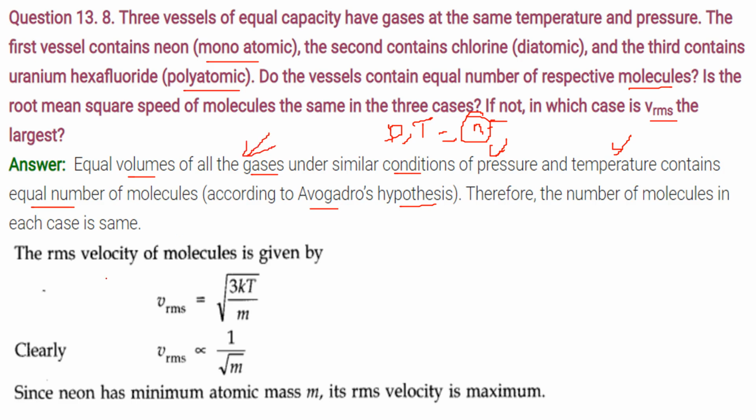What about the RMS velocity? We know that this V_rms is given by under root 3kT/m. So it is inversely proportional to under root m. So if m is higher, V will be less. If m is lower, V will be higher. So neon in this case, because it is monoatomic, it has minimum atomic mass. So with this scenario, the RMS velocity is maximum. If you have been asked which one of this will have minimum velocity, so this polyatomic one, uranium hexafluoride, will have minimum velocity.